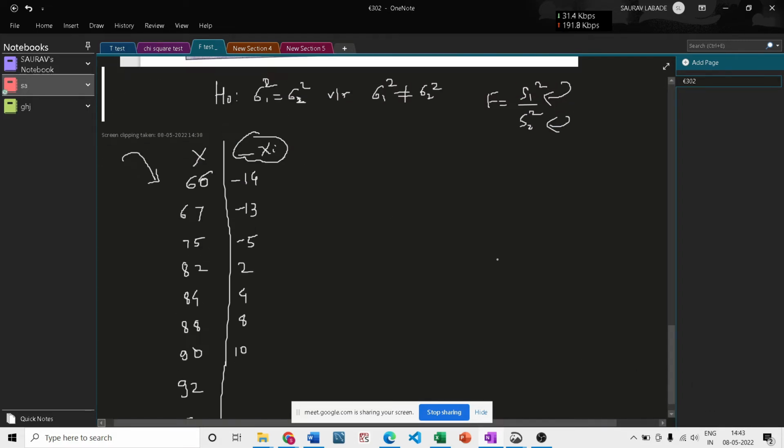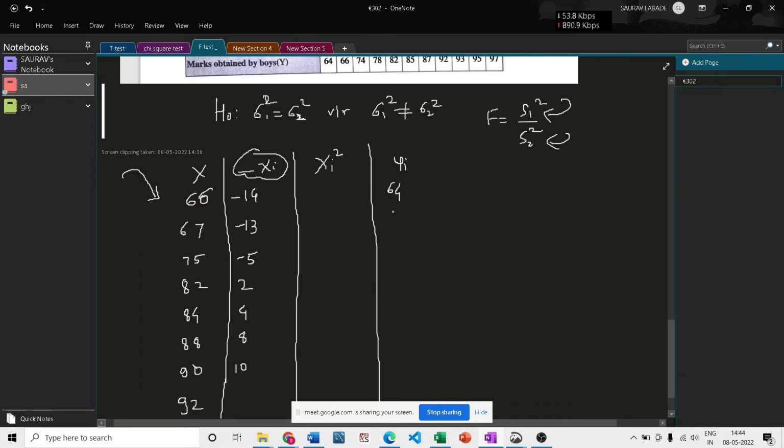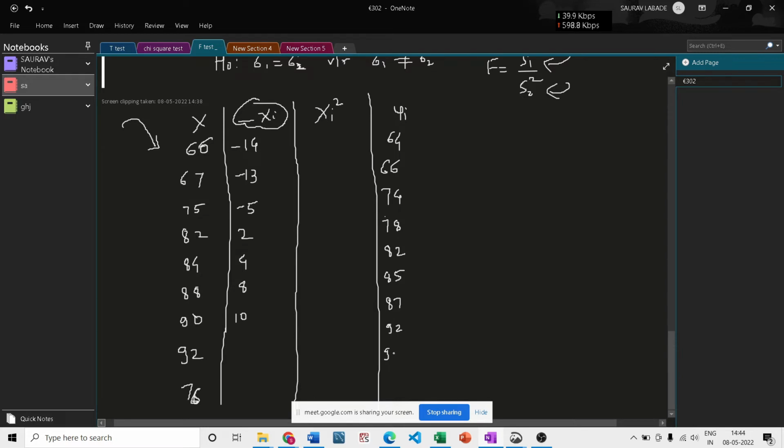Now understand this thing. Why am I calculating this xi? Why am I doing xi square? That is most important. Now I am putting the values of yi here. So what are the values of yi? 64, 66, 74, 78, 82, 85, 87, 92, 93, 95, and 97.